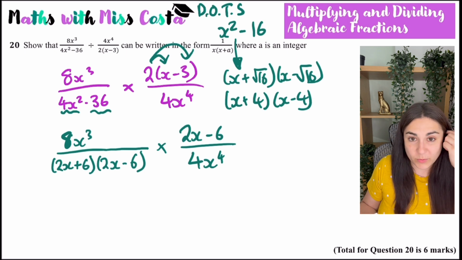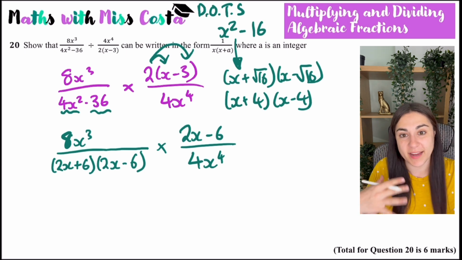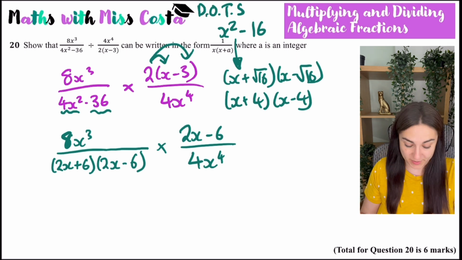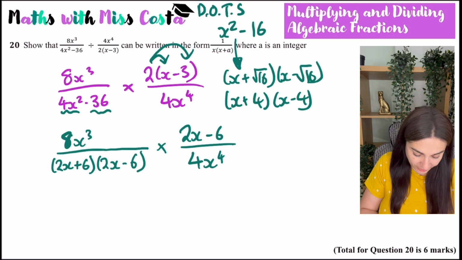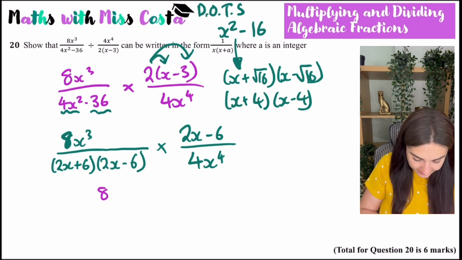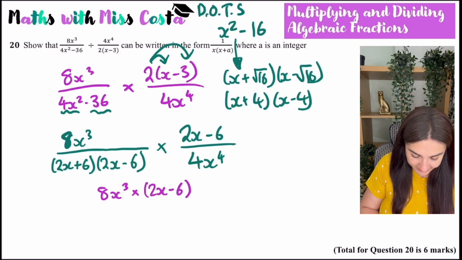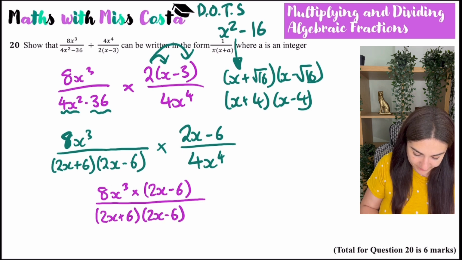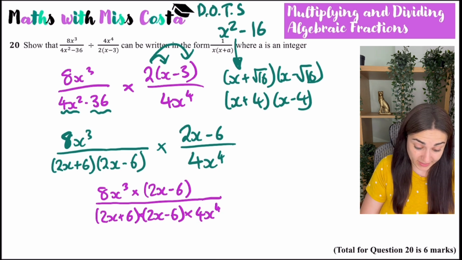Now remember, when you're multiplying, you just multiply the numerators together and the denominators together. So that would be 8x cubed times by 2x minus 6 over 2x plus 6, 2x minus 6. You could write it like that if you wanted to. I'm just writing it like this just to show you, so that it might make it a little bit easier.